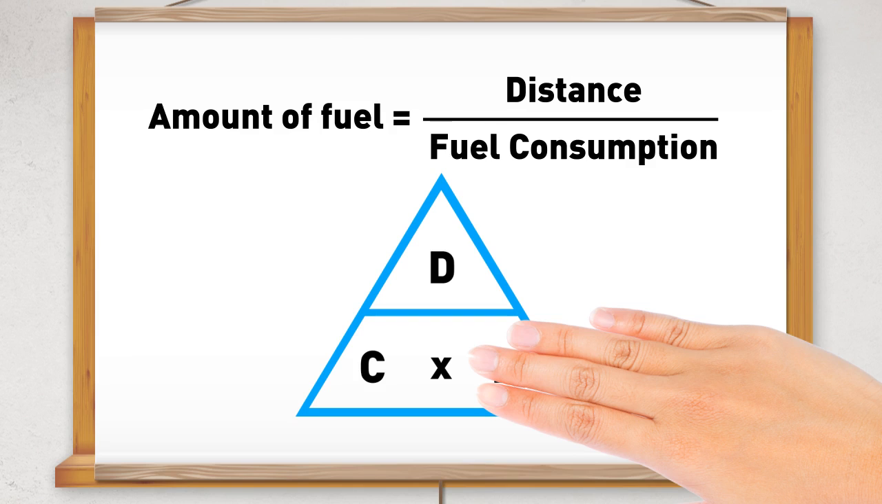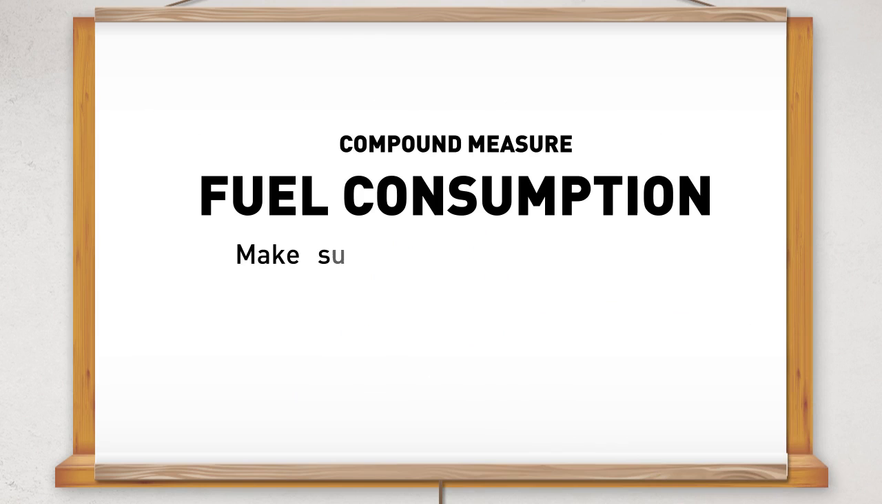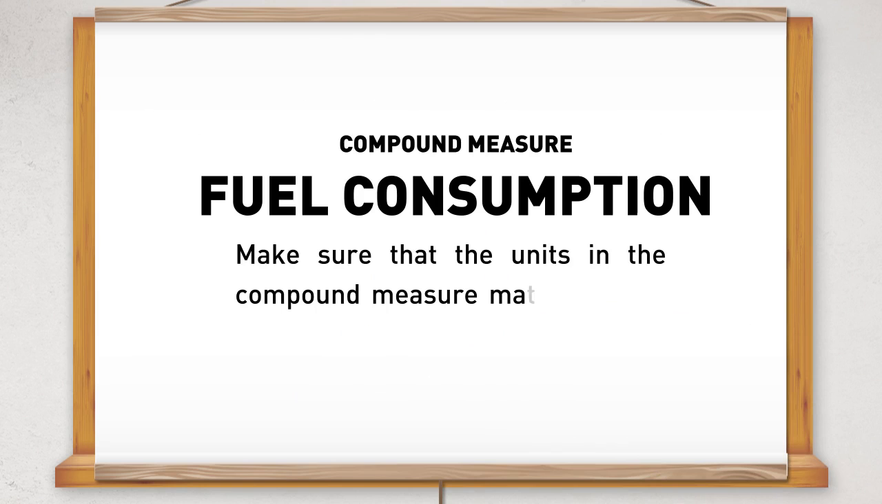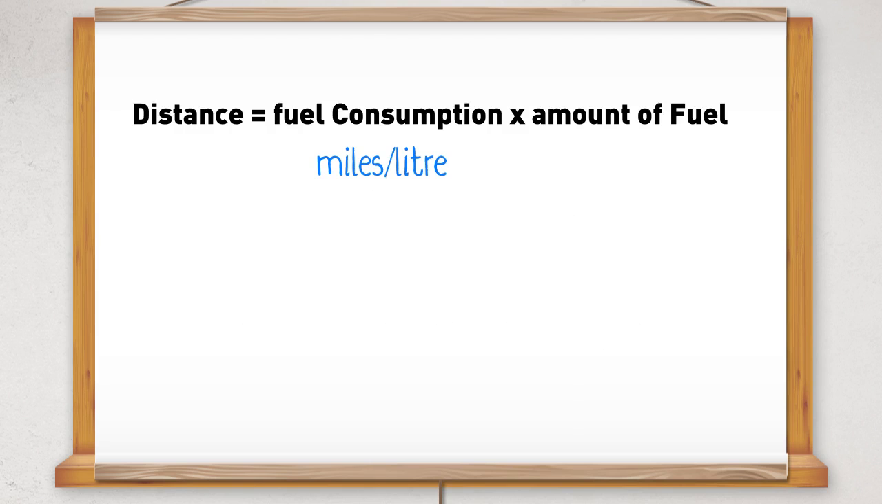If one of the quantities given is the compound measure fuel consumption, we need to make sure that the units in the compound measure match up with the units in the other given quantity. For example, if we want to find the distance, and the fuel consumption has been given as miles per litre, then the amount of fuel needs to be in litres. The units for the calculation distance would be miles.